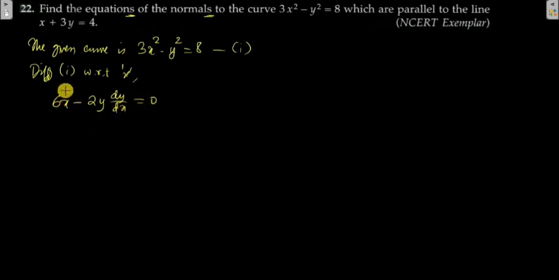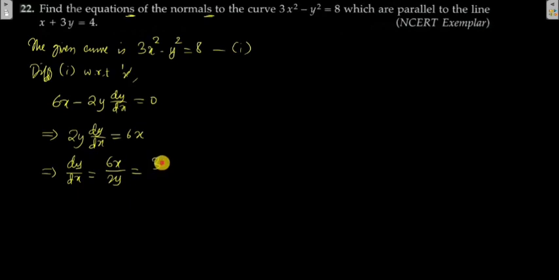Now bring this x out there, so 2y dy by dx is equal to 6x. So bring this 2y to the denominator, you get dy by dx is equal to 6x by 2y. So this is 3x by y. Alright, so now we got dy by dx.